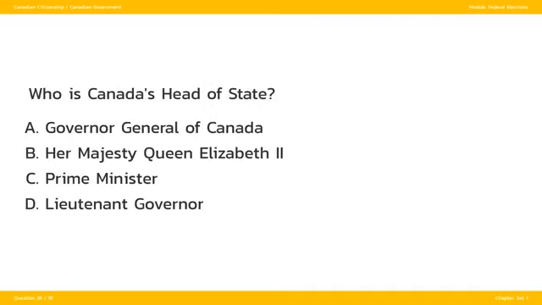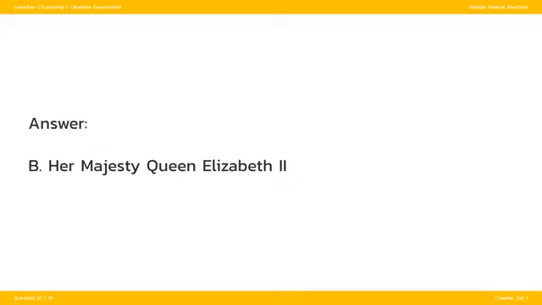Who is Canada's head of state? A. Governor-General of Canada. B. Her Majesty Queen Elizabeth II. C. Prime Minister. D. Lieutenant Governor. The answer is B. Her Majesty Queen Elizabeth II.